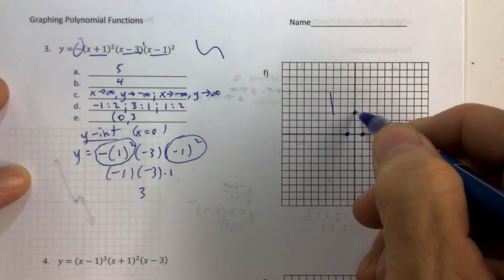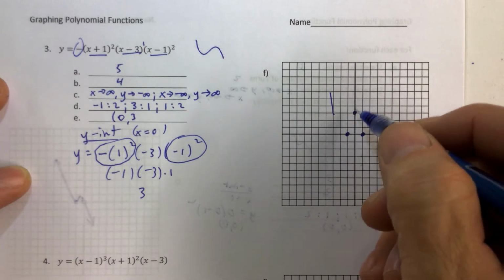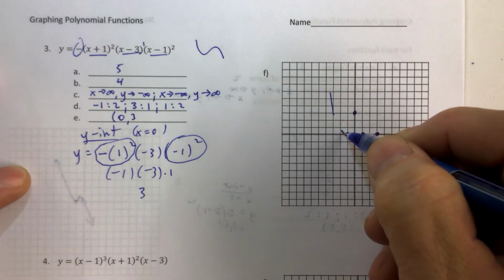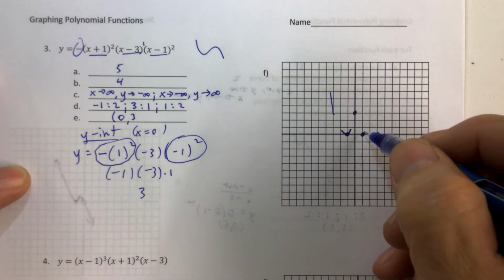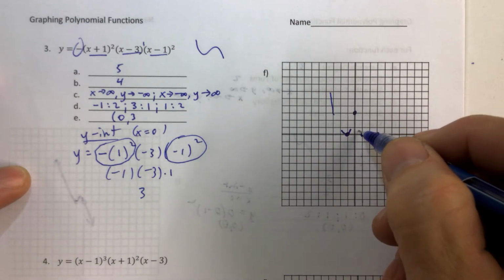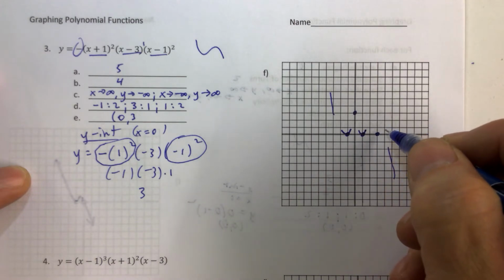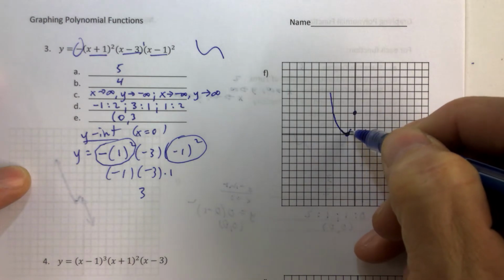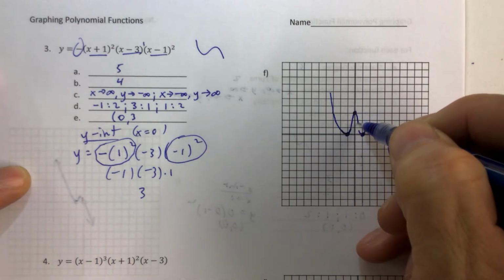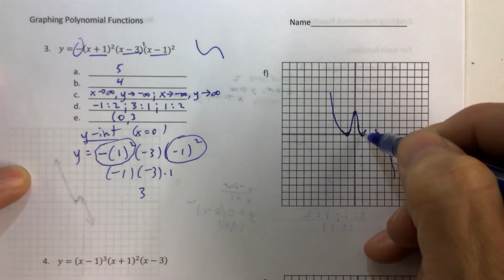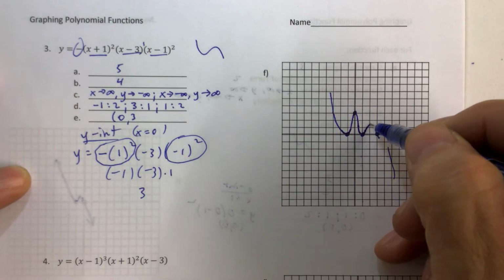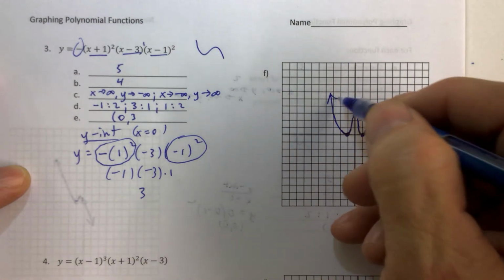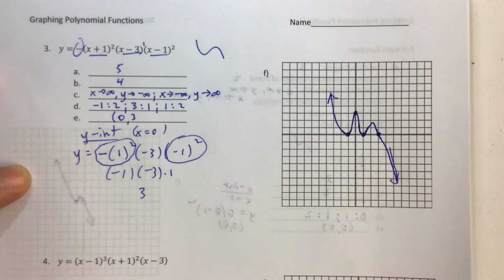So if we plot that point, then our graph has to go through all 4 of those points. We have a multiplicity of 2 for this x-intercept, a multiplicity of 2 for this x-intercept, and a multiplicity of 1 for the third x-intercept. So we're going to come down here and go up. We're going to touch that y-intercept and come down here and touch at 1. And we're going to cross through the x-axis at positive 3. So that's how you do that one.